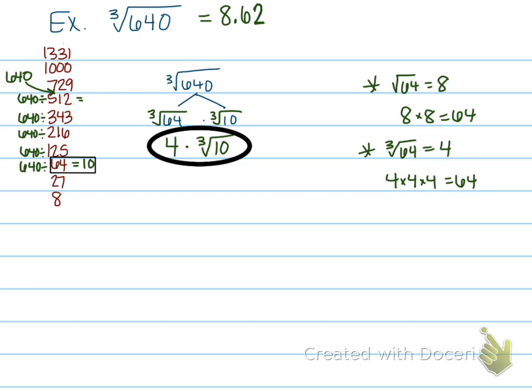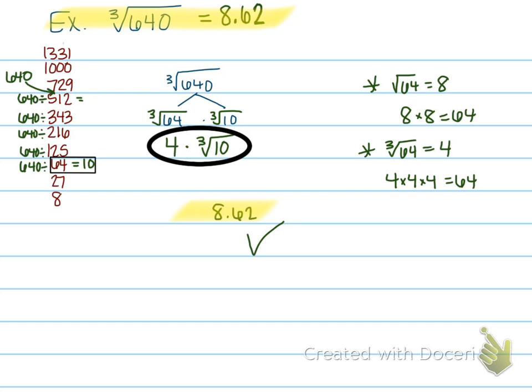I'm still going to check to make sure I did it correctly though. So I'm going to type this in my calculator, and I'm going to see what this decimal is. When I typed it in, I got 8.62. Was that the same decimal I had at the beginning? Sure was. Therefore, I did my problem correctly.